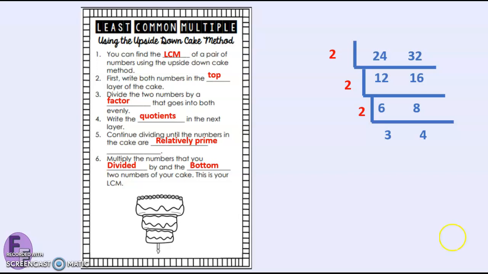To find the LCM, I multiply everything on the outside of the cake, the numbers I divided by and the two numbers at the bottom. So my LCM is 2 times 2 times 2 times 3 times 4. When I multiply them together, I know my least common multiple of 24 and 32 is 96.